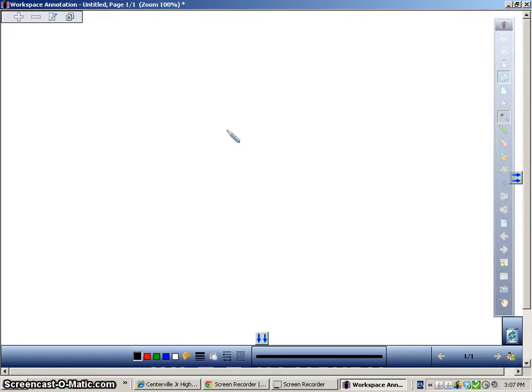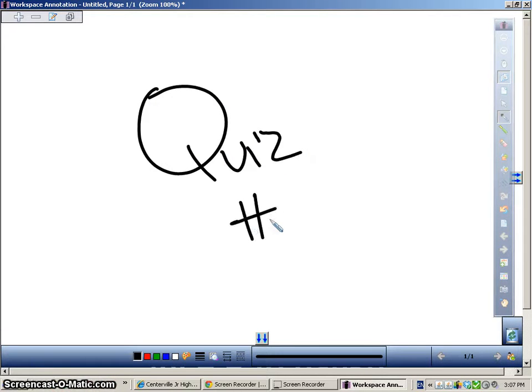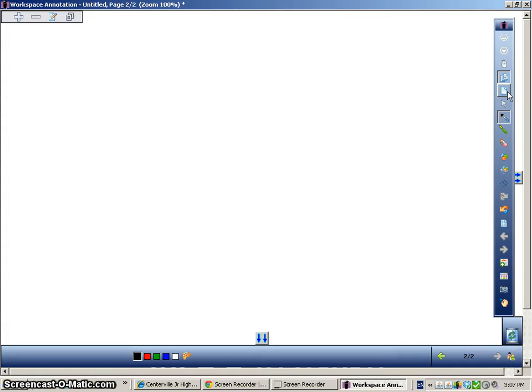Okay, this is for quiz number 6. It's pretty much the back half of chapter 7. There is one piece that's a repeat from quiz 5. The first thing I want to go over is congruence.